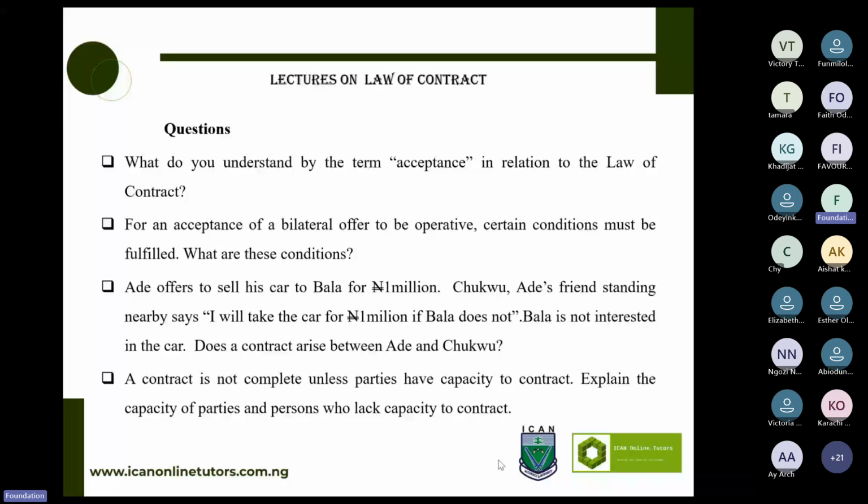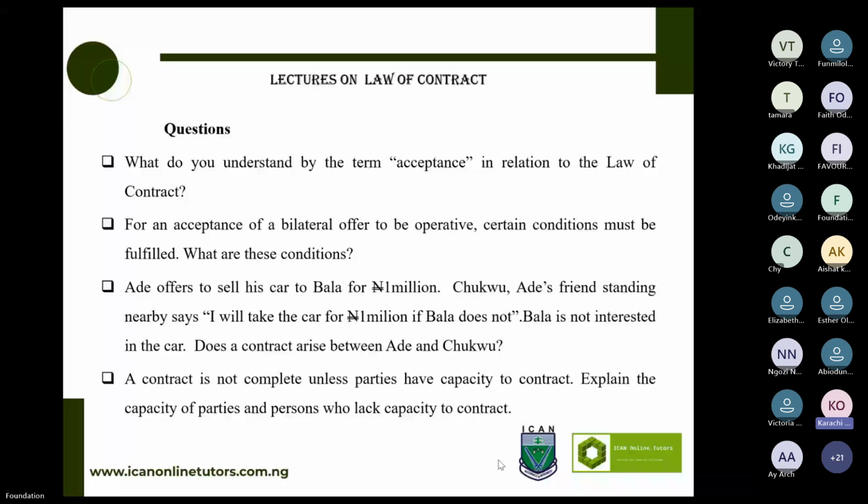Is anyone helping? Yes. Good morning. Yeah, go ahead, ma. Okay, so for this, there's no contract between Ade and Chuku. Why? Because there was an offer between Ade and Bala. So as Bala rejected it, it's more like Chuku now decided to accept it. So it's more like a counter offer in this sense. But for this one, there was no contract between Ade and Chuku.